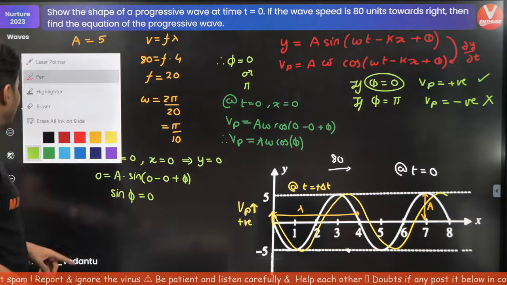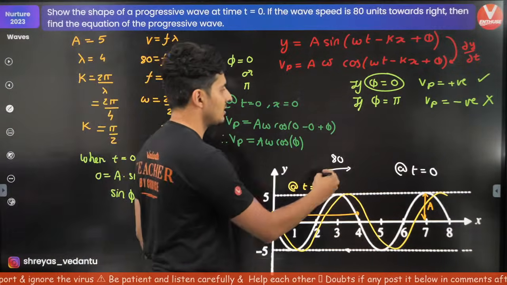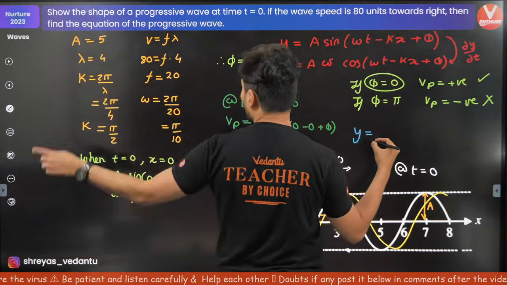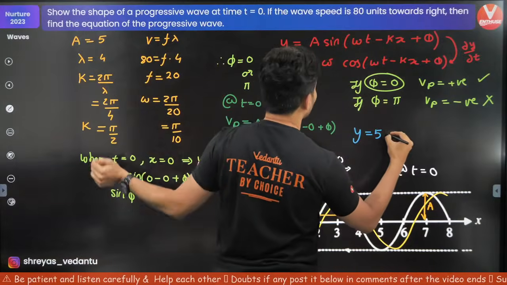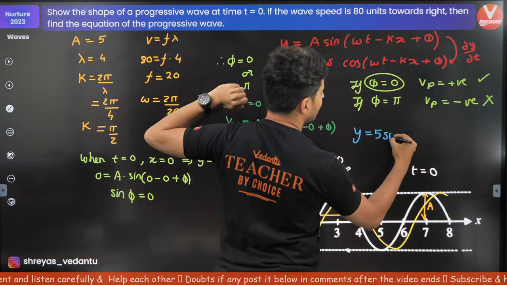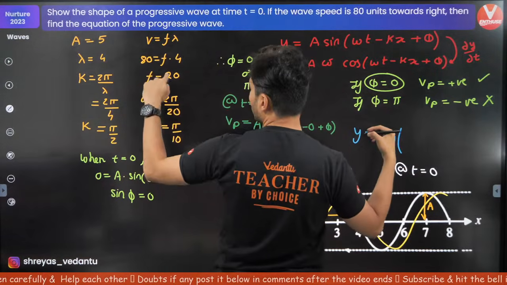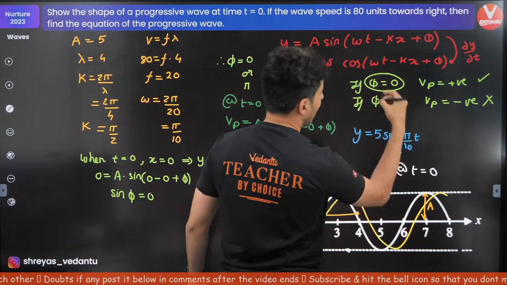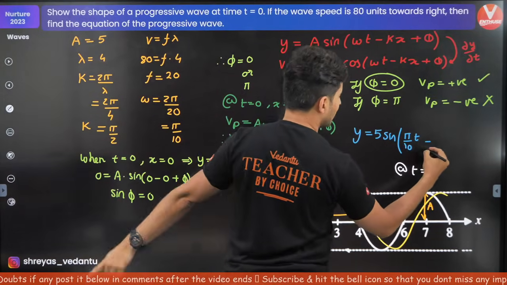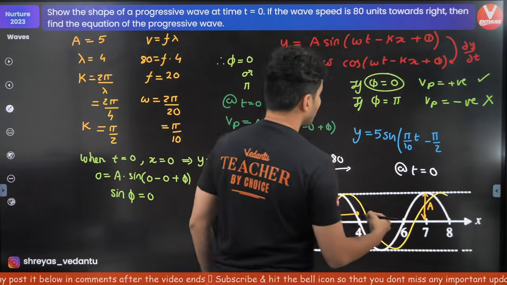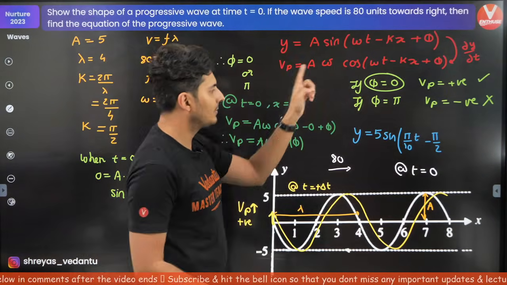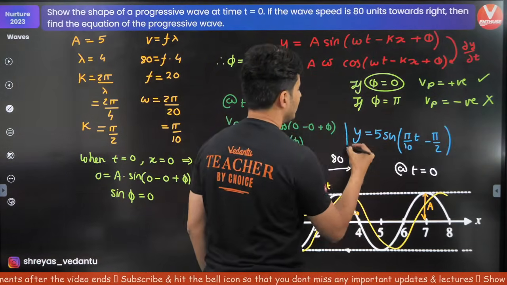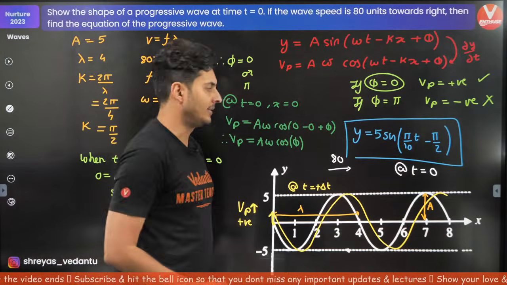Hence, the final answer is as follows. Y is equal to A, which is 5, sine of omega t minus kx plus phi. Omega is pi by 10, so pi by 10 t minus kx, where k value is pi by 2. And phi value is nothing but 0. So nothing over there. So this is our final answer.